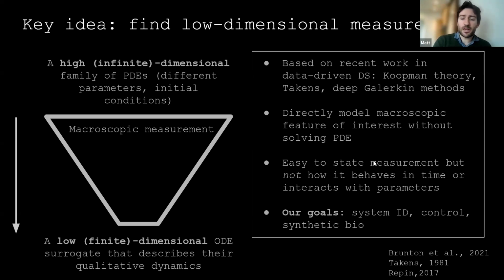And the main benefit is supposed to be that we're going to directly model the macroscopic feature of interest without actually solving the partial differential equation. And again, as I said, the key is that it's easy to state one of these measurements, for example, a measurement that distinguishes stripes from spots. But what's hard is to describe how it behaves in time and how it interacts with the parameters of the system.